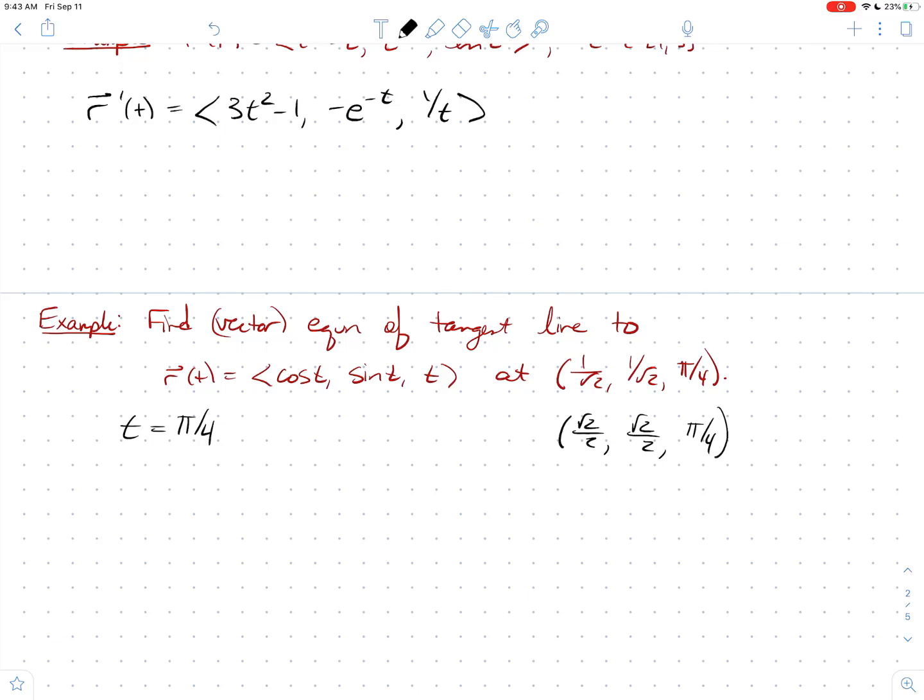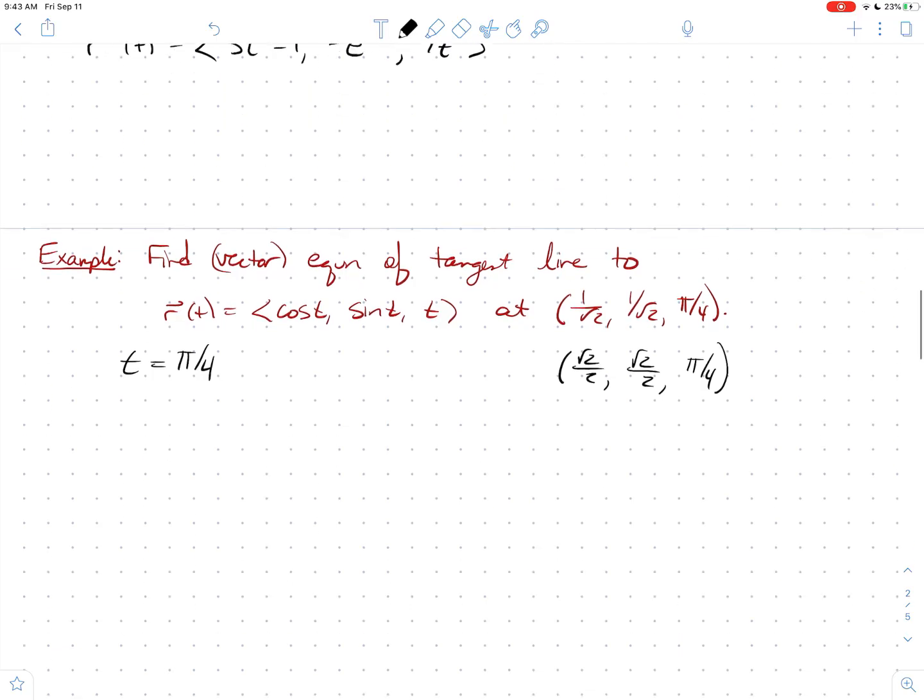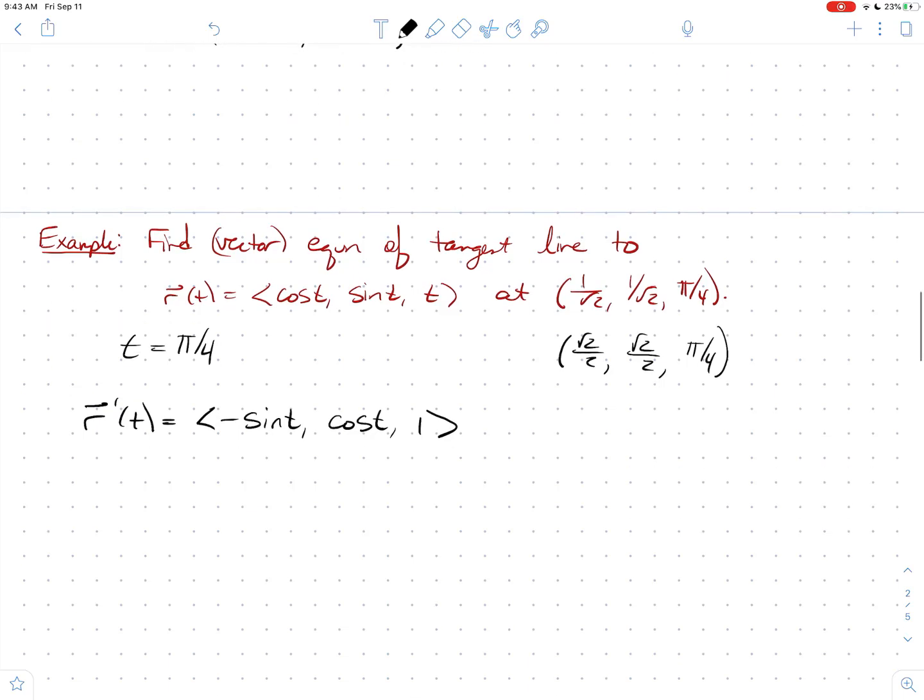And so what we're going to do is we're going to go ahead and compute the derivative. So we're going to get r prime of t is what? Well, minus sine t, comma, cosine t, comma, 1. And now I want us to think about the value of the derivative at the point t equals pi over 4. So not r prime of t anymore, but r prime of pi over 4.